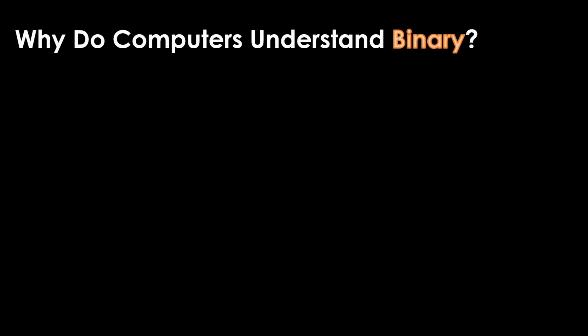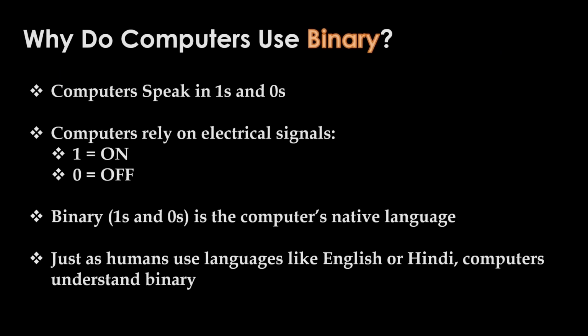So, why do computers understand binary? Computers process information in ones and zeros because they rely on electrical signals. One represents on, zero represents off. As humans, we have natural languages like English, Hindi, Japanese. Zeros and ones is the natural language of computers.